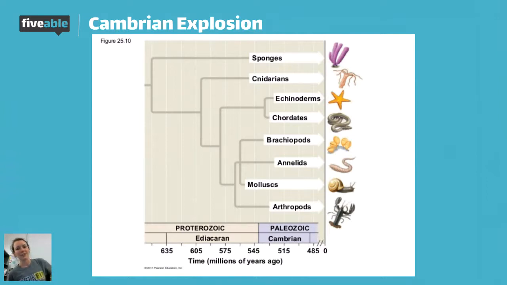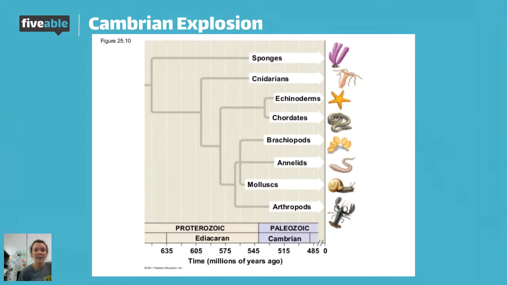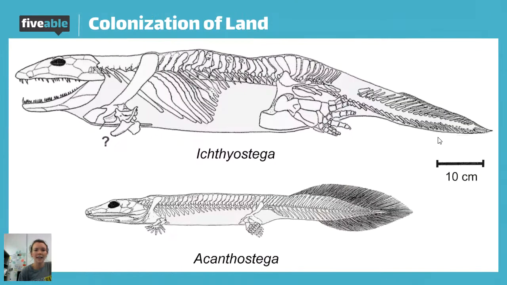But as far as the span of the Earth goes, it's actually very, very short that we're seeing all of this diversity come into play. So lots of really fun sea creatures show up during the Cambrian Explosion. Okay, and then our next step, as we're getting across today, is the colonization of land.